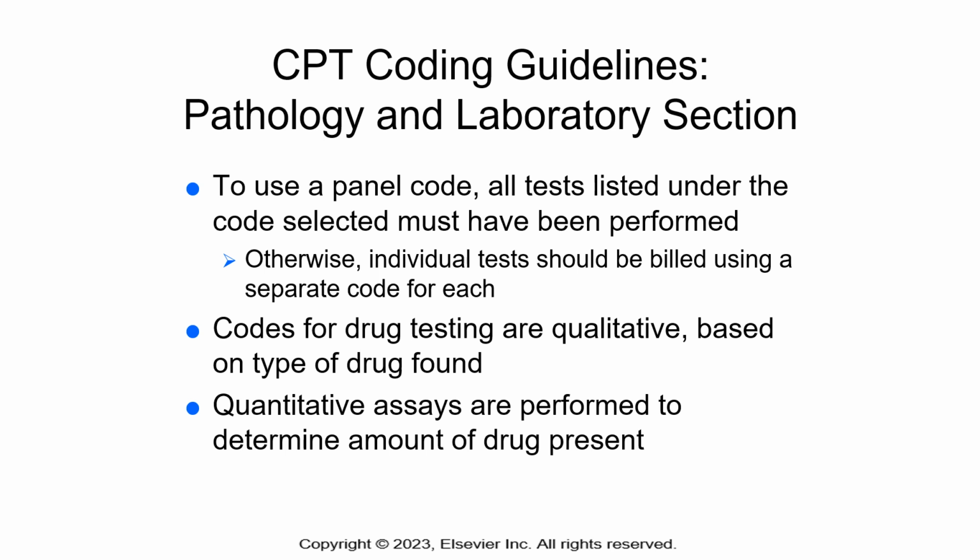Another area that would affect the lab area is drug testing. Typically this is qualitative, looking at the type of drug found, and then looking at quantitative to determine the amount of drug that's present overall. So separate codes for each section: drug testing qualitative is the type of drug that's found, and then quantitative is the amount of drug present. So it's: is it there, is it not, or how much?